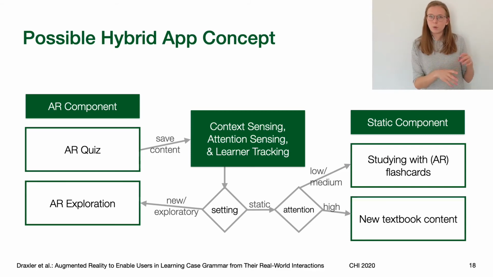In the AR case, we would first have some exploration of the environment, detection of objects, position tracking, and then based on this, AR quizzes would be recorded. That could then be used as content for the static component. When the static component is used, we have again two use cases depending on the attention level. Studying with the AR and other flashcards would be a use case for low or medium attention levels, maybe on public transport when there's a bit of distraction around.